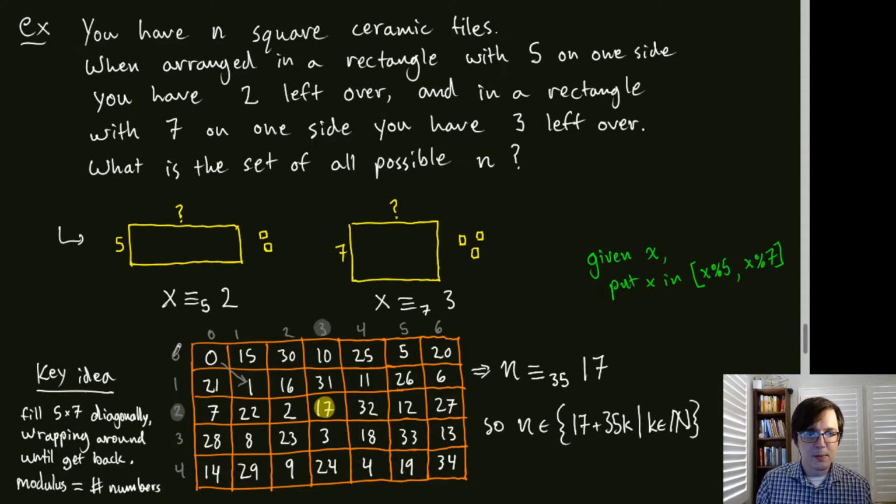So 0 mod 5 is 0 and mod 7 is 0. Then each time I add 1, I'm increasing the remainder for each of them. So 0, 1, 2, 3. So 3 divided by 5 has remainder 3, divided by 7 has remainder 3, then 4. But when I get to 5, that has remainder 0 mod 5. So it wraps around. Really, this is like a donut.